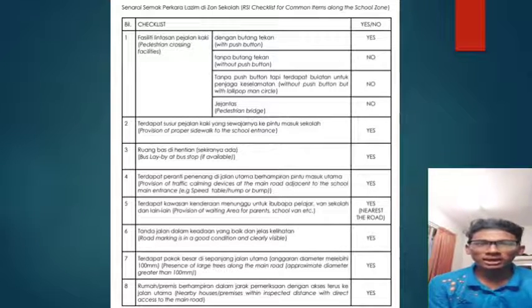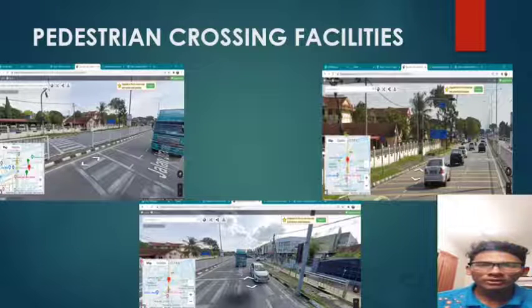Firstly, we check pedestrian crossing facilities, proper sidewalk, bus lay-by at bus stop, calming device, waiting area for parents, road marking, a large tree, and then nearby house and premise. Okay, we can find pedestrian crossing facilities 300 meters from the left side of the school.